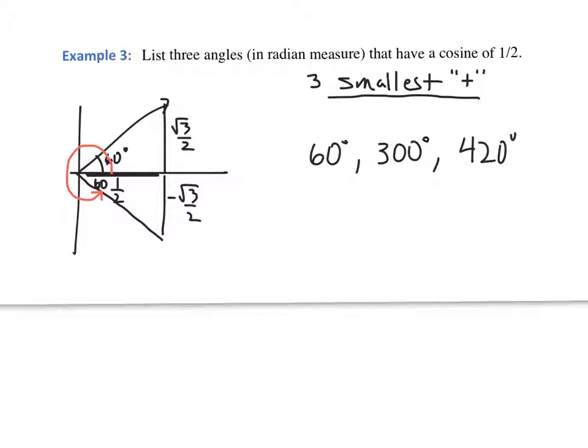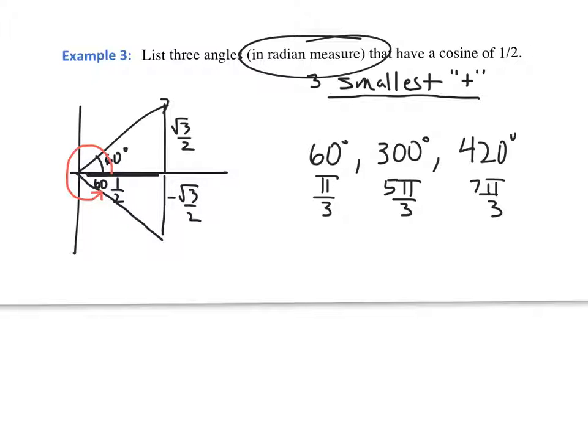360 plus 60. 360 plus 60. Okay, so the third one, you'll always have to add 360 to the first number. Okay? So what if I took it a step further? Oh, and by the way, we have to convert these. So 60 degrees is pi over 3. 300 is 5 pi over 3, and 420, I believe, is 7 pi over 3, okay? Because it does say radian measure, okay?